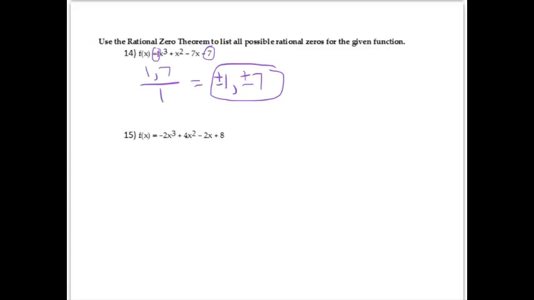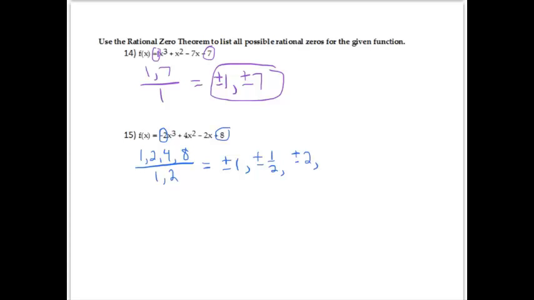Number 15, factors of 8 over the factors of 2. So factors of 8 are 1, 2, 4, and 8. By factors I mean what can I divide evenly into 8. Factors of 2 are 1 and 2. So we're going to put each number on top with each number on the bottom. So 1 over 1 is 1. 1 over 2 is 1/2. 2 over 1 is 2. 2 over 2 gives us 1.